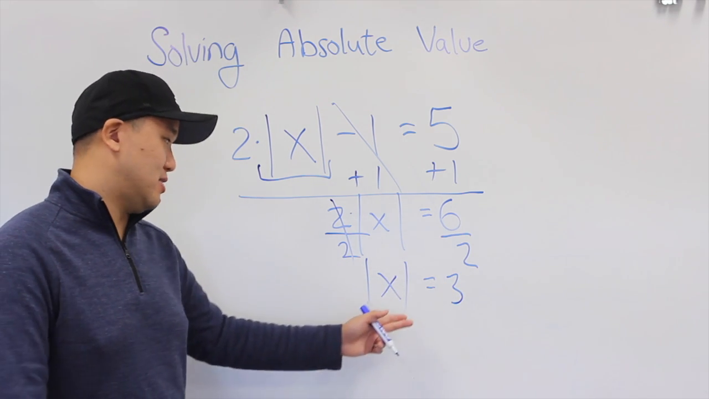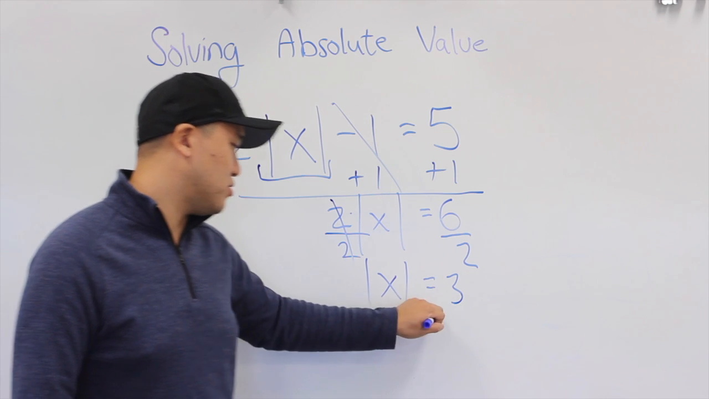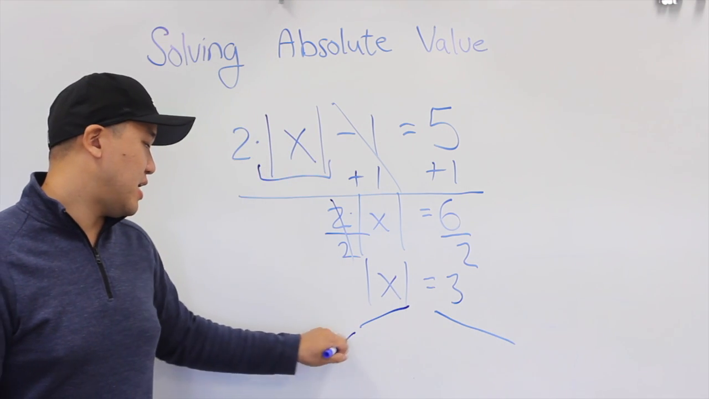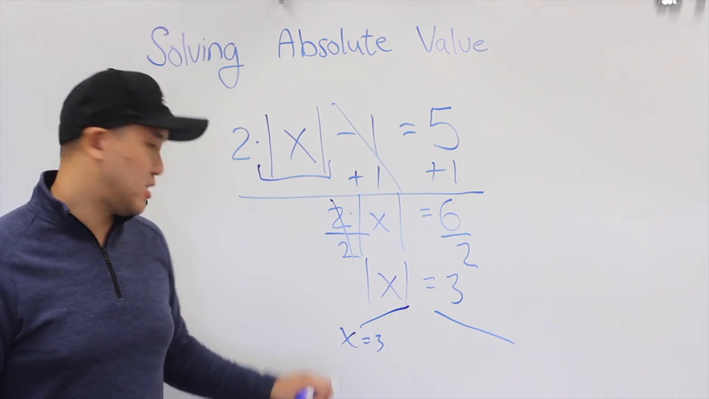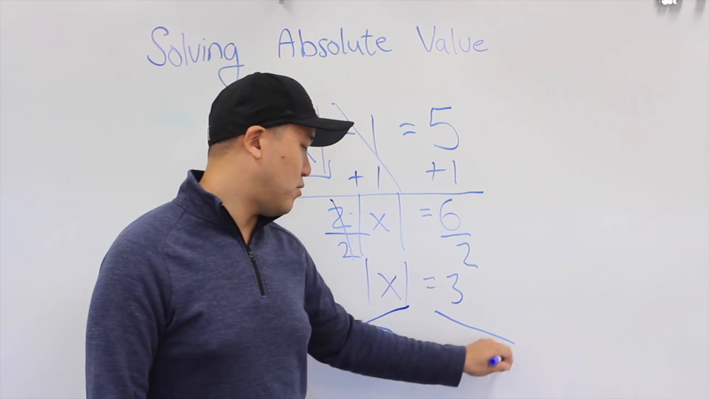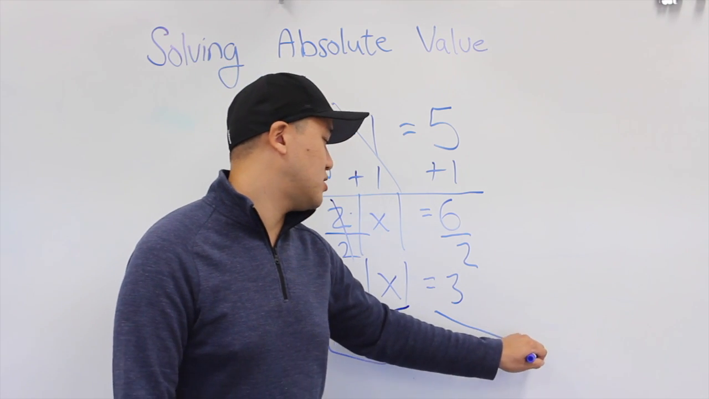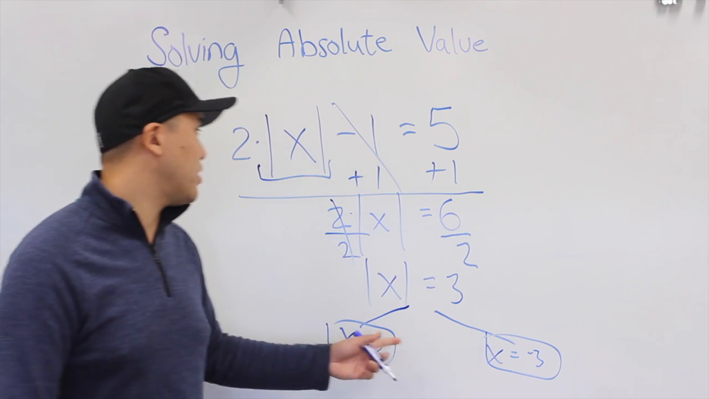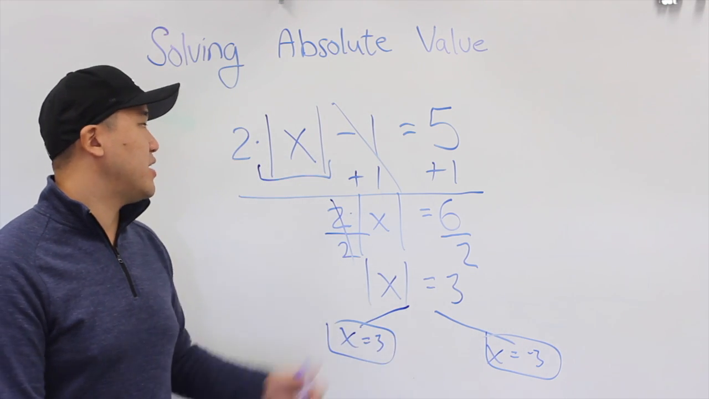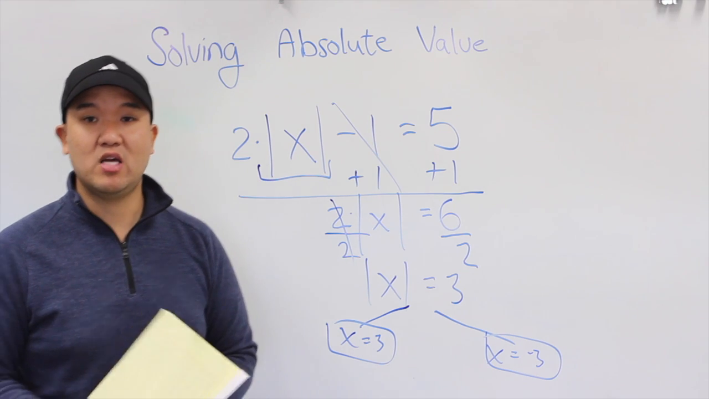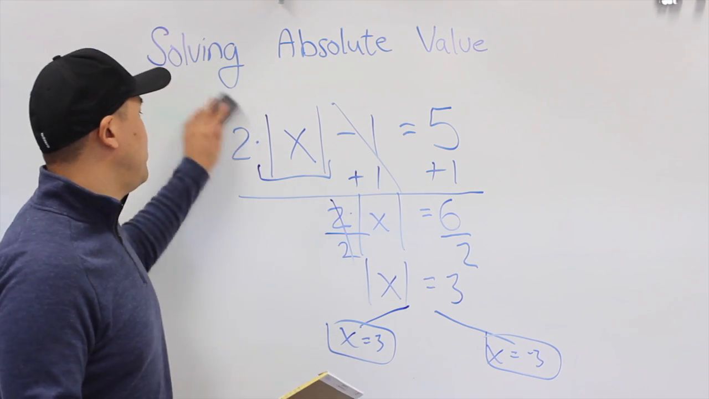We're not done yet because the absolute value of x equals 3, so all we have to do is split it. Left side, just rewrite it, x equals 3. The right side, what do you have to do? Good, make the other side negative. So you have 3 and then negative 3. Test your answers, make sure it equals 5, and we're good to go. All right.